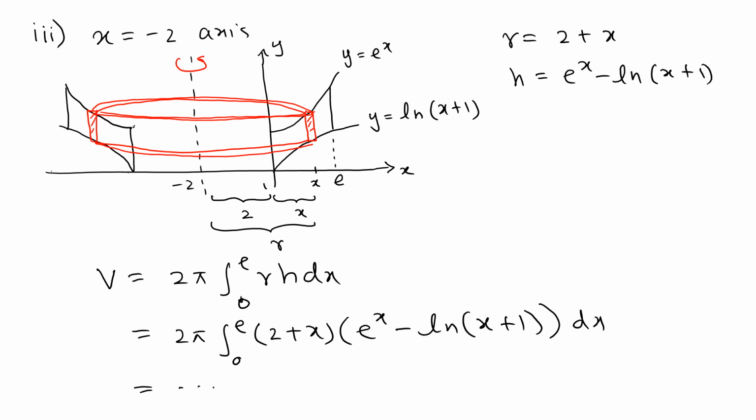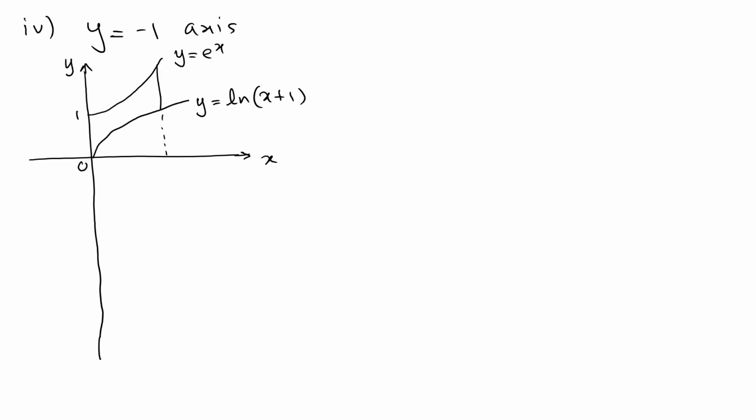Okay, so let's look at the last part. In this one, we're going to rotate about the y equal -1 axis. So this is the region, and we rotate this about the y equal -1 axis. So this is y equal -1. Then the region is going to jump to the other side.